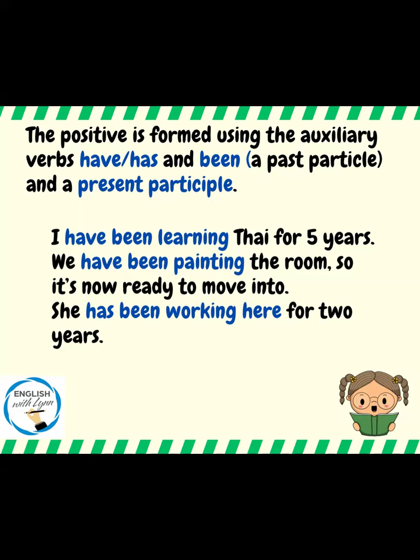And the final sentence is focusing on the duration. So she has been working here for 2 years, and it shows how long she has been working here for. So that is the positive form. Let's have a look at the negative.